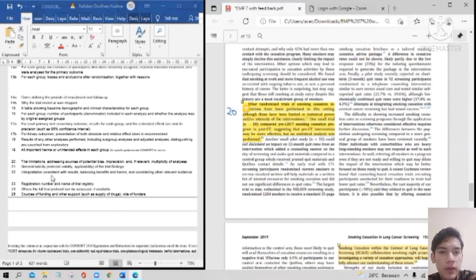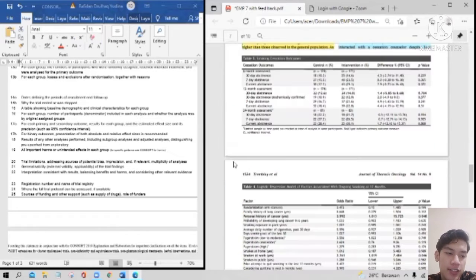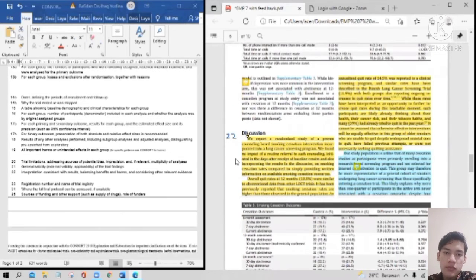Next, number 22, interpretation consistent with results, balancing benefits and harms, and considering other relevant evidence. I think this is because in the second sentence we found something that means it is one of the results, I think.